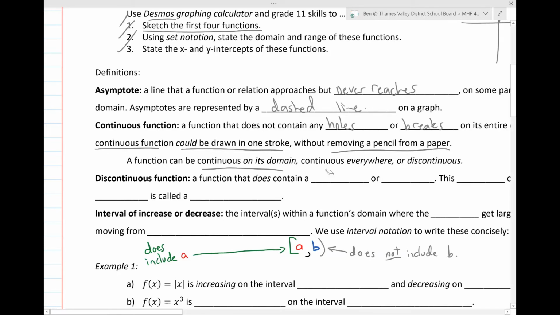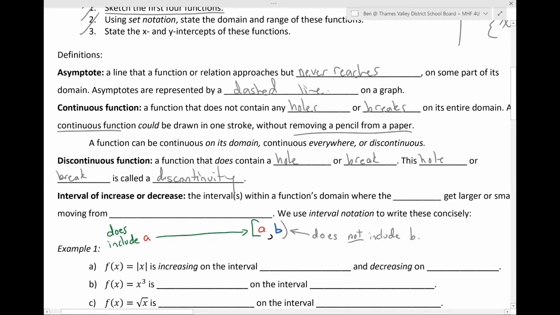Now, if a function is not continuous on its domain or continuous everywhere, then we say it's discontinuous. A discontinuous function is a function that does contain a hole or break. And this hole or break we call a discontinuity.